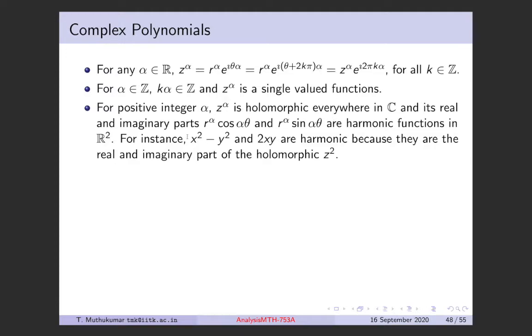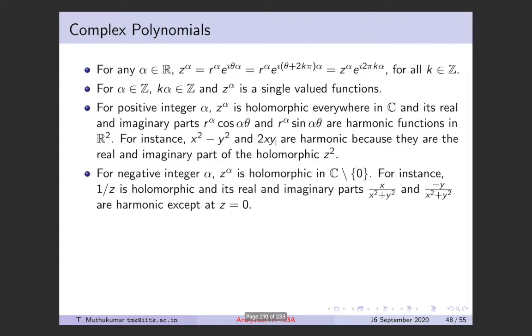So its real and imaginary parts are actually harmonic functions, which are r^alpha cos(alpha theta) and r^alpha sin(alpha theta). So for every positive integer alpha, z^alpha is a holomorphic function, and you have the real and imaginary parts as harmonic. So we have so many harmonic functions already, just from the complex polynomials, right? For instance, as a particular case, you can think of z squared, where alpha is 2. z squared is a holomorphic function. Its real part x squared minus y squared and its imaginary part 2xy are harmonic functions.